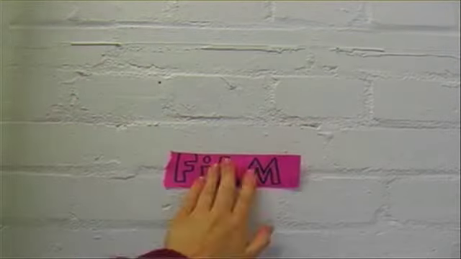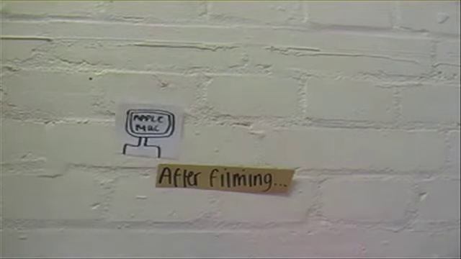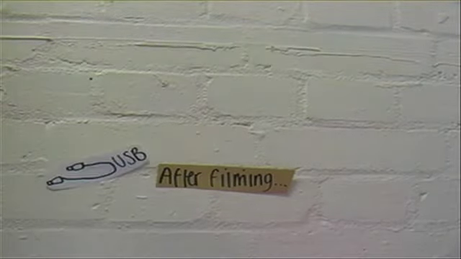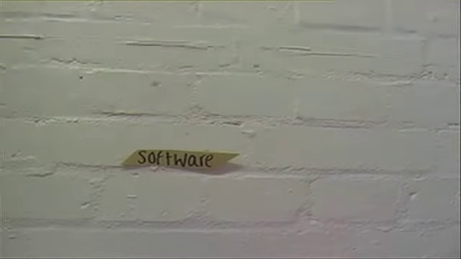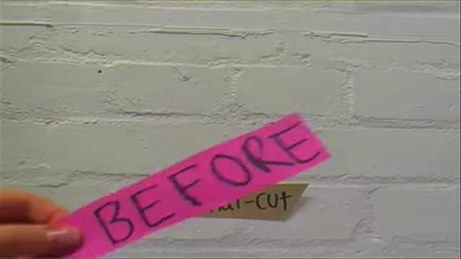When we started filming, we used a Canon digital recording camera to capture all of our video. We didn't find the camera tricky to use, as we had previously used it to film, so we knew exactly how to use it. After filming, we would come back and import the footage onto the Apple Mac using a USB to see what we'd filmed and put it onto the software Final Cut, which is an editing software.